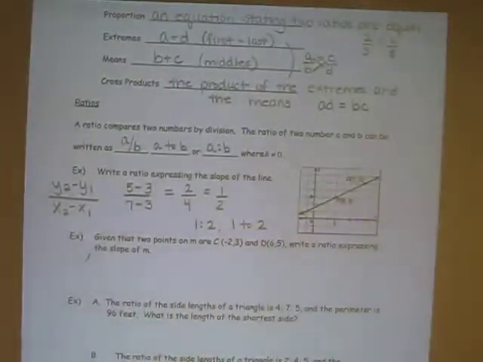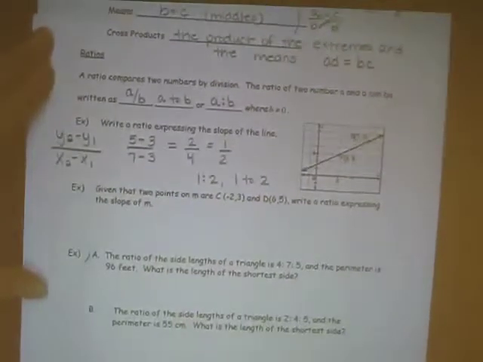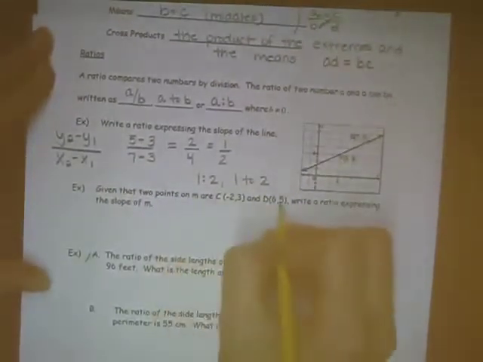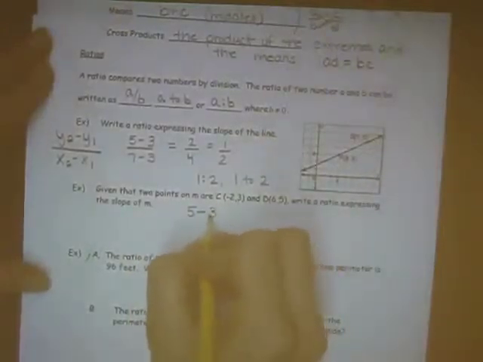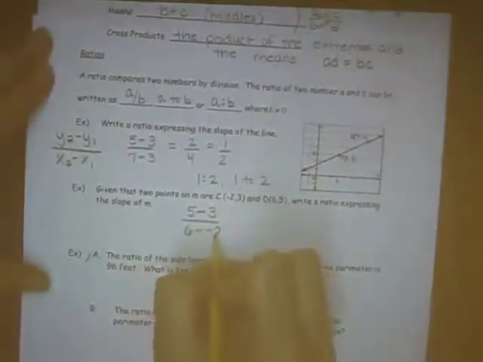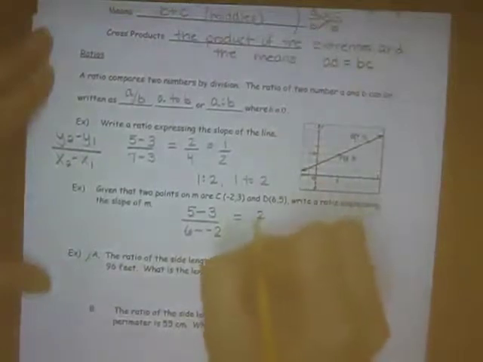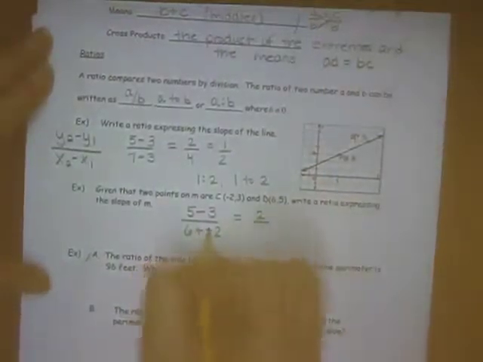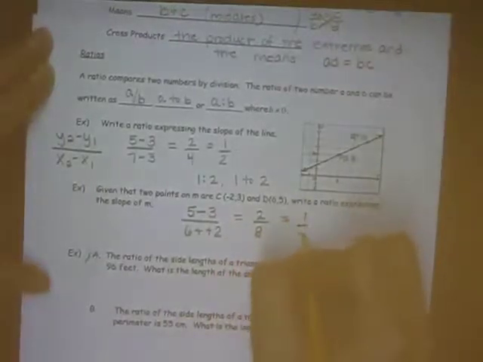The next one. Write a ratio expressing the slope of this line. This time the points are not on a coordinate plane, but you still do it the same way. So the first thing we're going to do here is find the slope. I picked 5 as my original y value, minus my other y value, 3, over my x, 6, minus my other x, negative 2. 5 minus 3 is 2. On the bottom, two negatives make a positive. 6 plus 2 is 8. If you reduce that, you get 1 over 4.